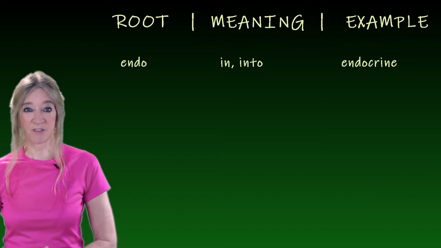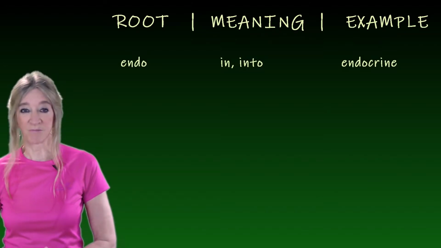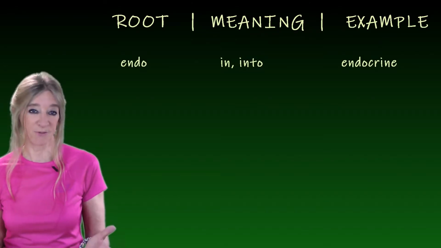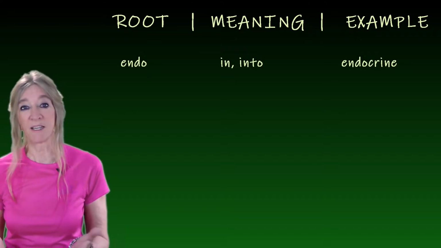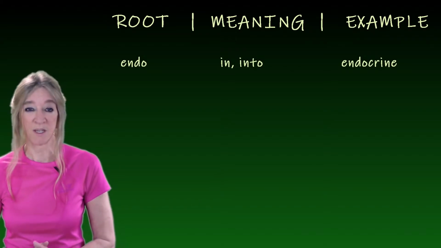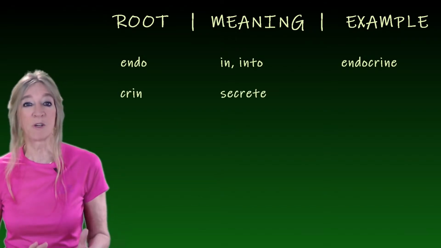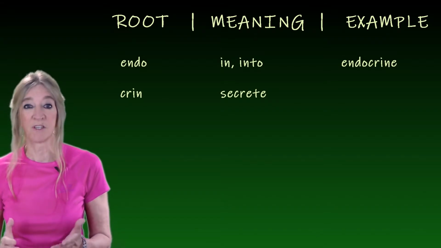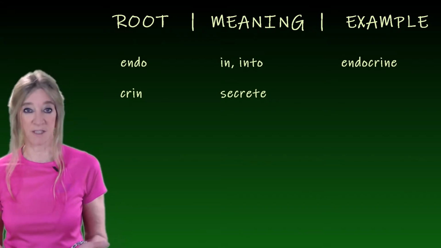English medical terminology, the endocrine system. The first root, we'll repeat this from the basics. Endo meaning in or into, and we'll go right to the next root, crine meaning to secrete in or within.